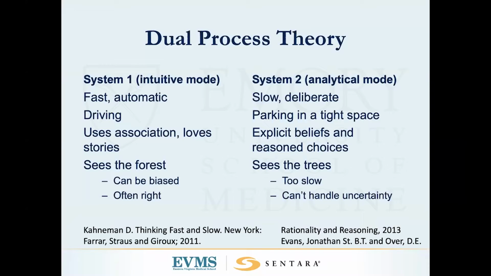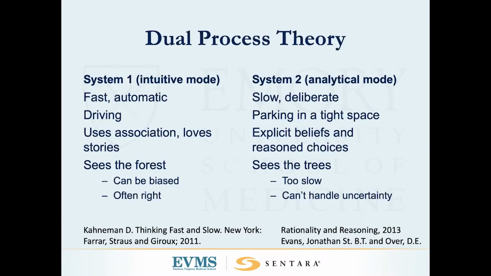System 1 is sort of like driving down the highway. You arrive at your destination, you don't even know you got there, but you were making lane changes and turning your turn signal on and making adjustments, all without thinking. Whereas system 2 is sort of like parking in a tight space where every move is deliberated on and slowly and deliberately thought through. System 1 loves associations, loves stories. System 2 uses explicit beliefs and reasoned choices. System 1 sees the forest. System 2 sees the trees.